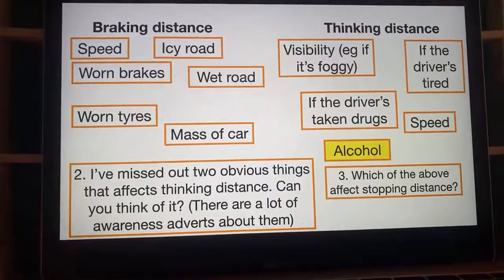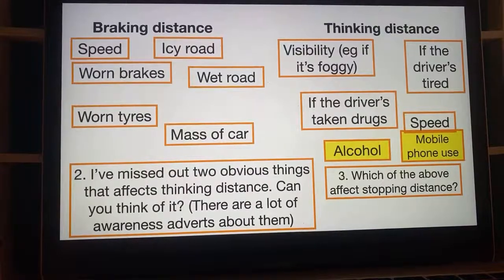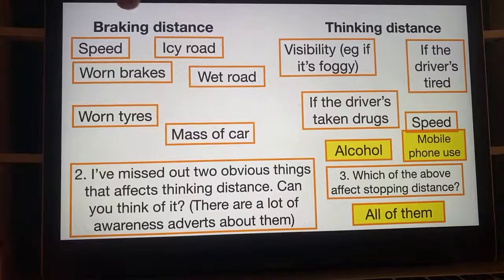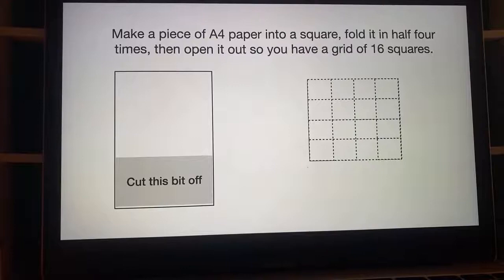The obvious thing was alcohol, which I already mentioned, and mobile phone use as well. Mobile phone use affects thinking distance because if you're on a mobile phone, you're not concentrating, and it takes your brain longer to chug into gear. And did you get that that was a trick question? All of them affect stopping distance because stopping distance is braking distance and thinking distance added together. So obviously if something affects braking distance or thinking distance, then it affects the stopping distance. Okay, right, let's move on.